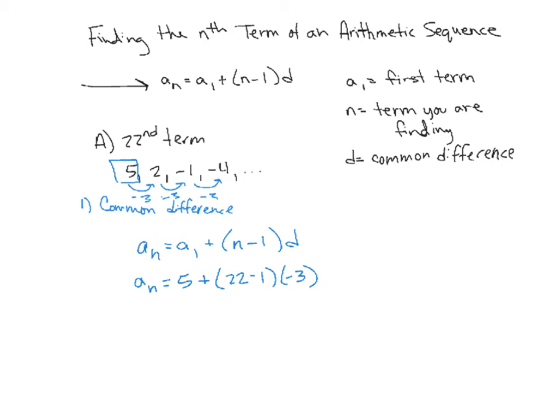So then we take order of operations, 5 plus 21 times negative 3. And then we have an equals 5 plus a negative 63. And a n is negative 58. So the 22nd term of that sequence is negative 58. That is a whole lot easier than writing out 22 terms.